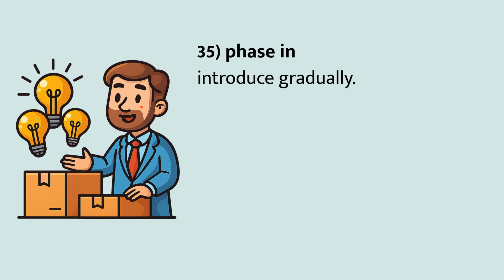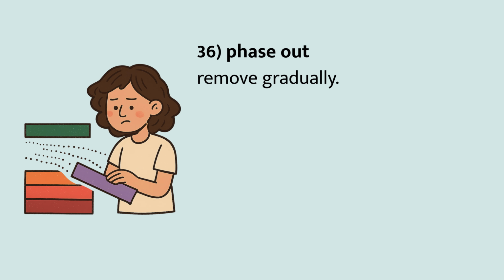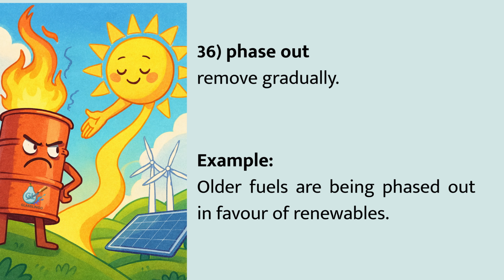Phase in. Introduce gradually. Example: the policy will be phased in over 2 years. Phase out. Remove gradually. Example: older fuels are being phased out in favor of renewables.